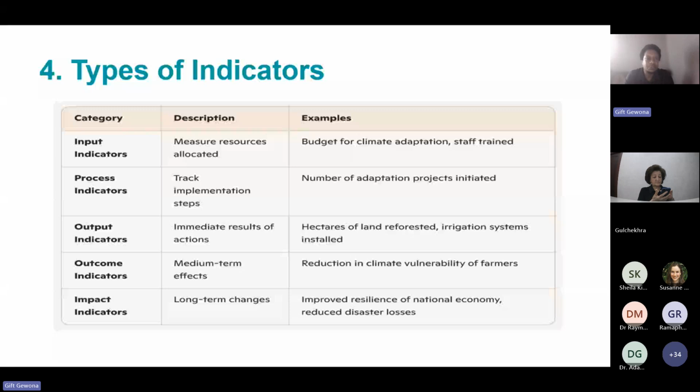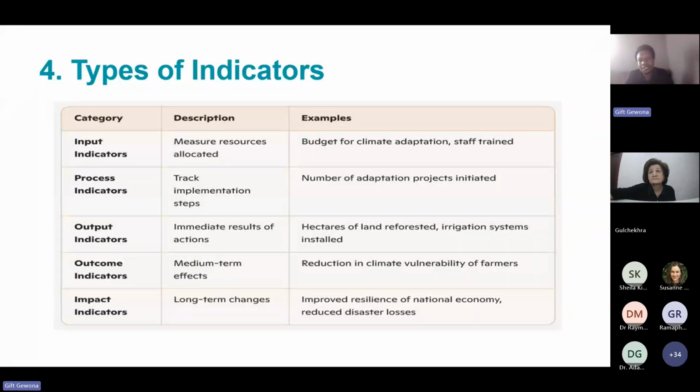Then we have output indicators, which give us immediate results of actions. For instance, acres of land forested, irrigation systems installed, early warning systems that have been installed to try and address the vulnerabilities. Then we have outcome indicators, which are medium term. Having implemented those outputs, do we have a reduction in climate vulnerability for farmers? Are they more susceptible or not to the vagaries of climate change, and how are they adapting?